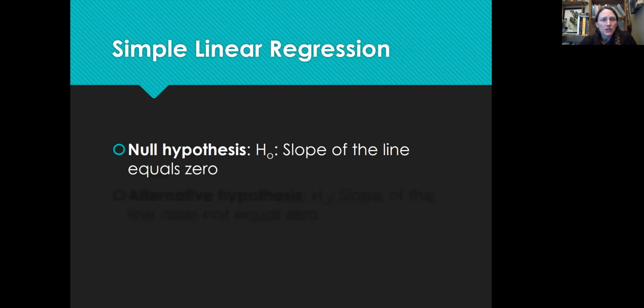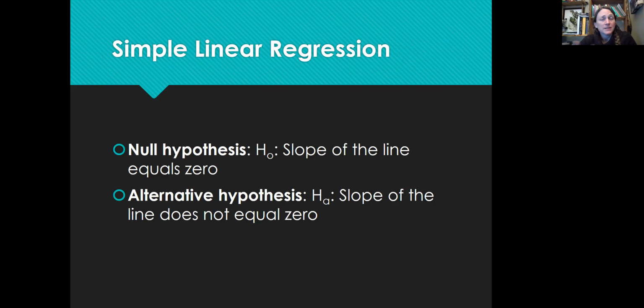So for simple linear regression, it's important to understand the null hypothesis. The null hypothesis for simple linear regression is that the slope of the line is equal to 0, that there's no relationship. As you change x, you see no change in y in the positive or the negative direction. Now, the alternative hypothesis is that the slope of the line does not equal 0. And so that's how you would lay out the hypotheses for a linear regression. It's all about the slope of the line.